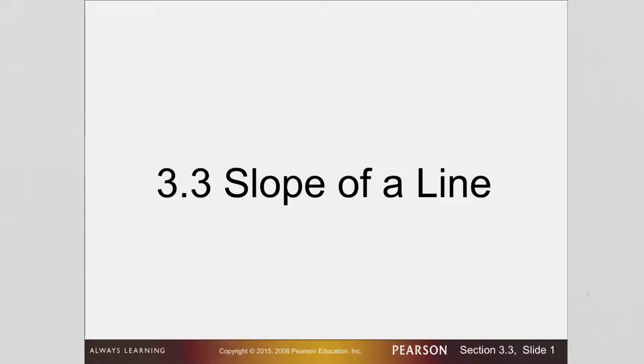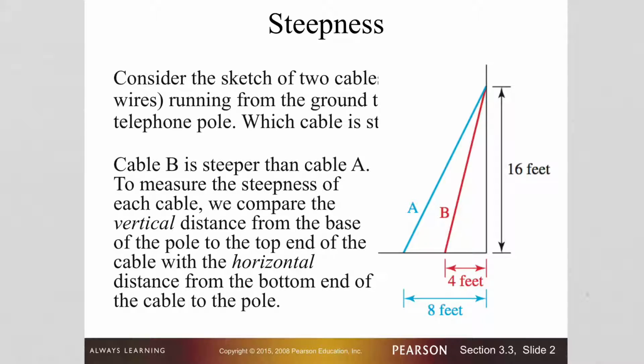All right, so let's talk about the slope of a line. Notice the two lines on this page. The blue line is A and the red line is B. And so whenever we talk about the slope of a line, we're talking about the steepness of that line. And how we do that is we compare the vertical to the horizontal.